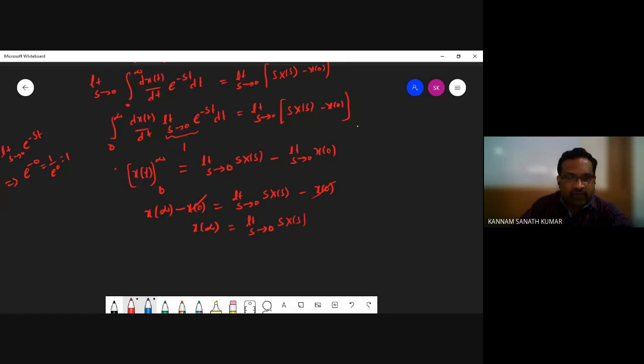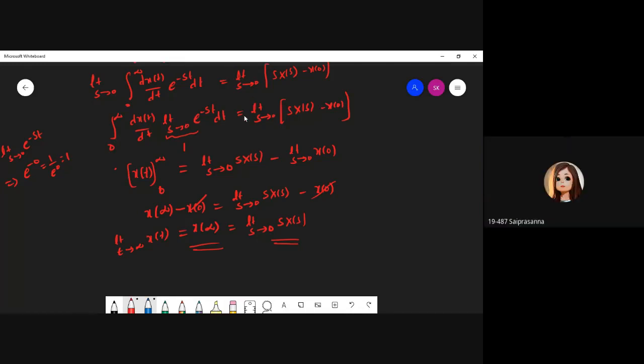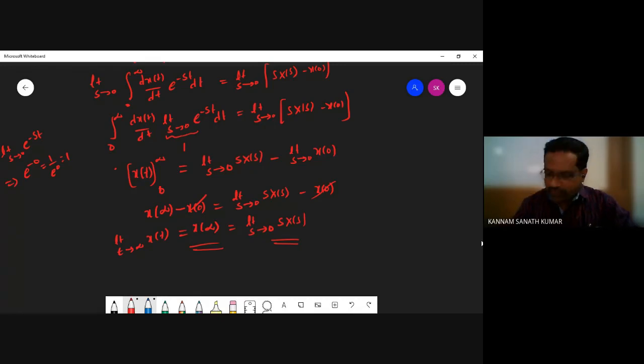So what is this x of infinity? It is the limit t tends to infinity of x of t. So x of infinity is equal to limit s tends to 0 of s into x of s. Like this you have to prove the initial value and final value theorem. Is it okay? Any doubts in this, students? No, sir. Yeah. Okay.